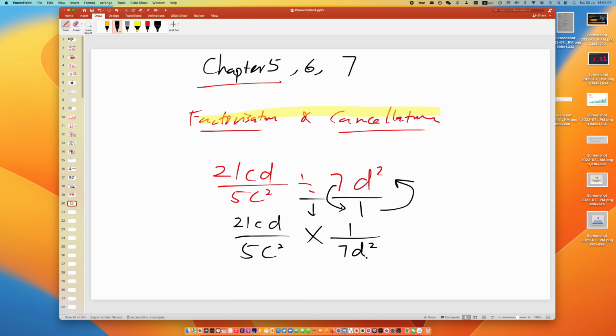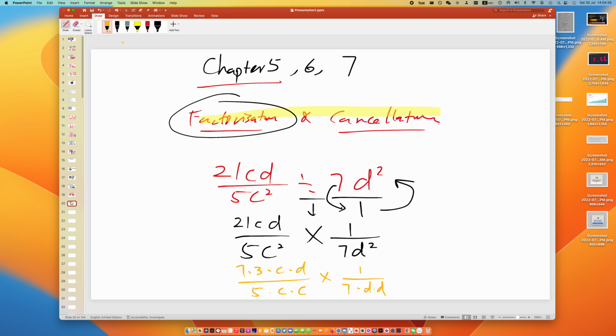Then next is factorization, because before you cancel, you need to factorize first. How do you factorize this? You split the 21 into 7 and 3, and then C and D. Then 5C squared you change to C times C, and you times 1 over 7. Then D squared is D times D. So now you just cancel.